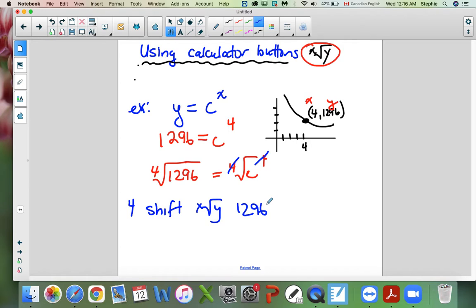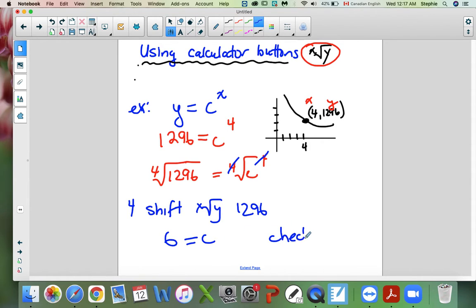Maybe I did not do that right. Let me check again. So in my calculator, I was supposed to actually do it the other way around: 1296, shift, 4. Anyways, whatever you do, you need to get the answer 6. So 6 is equal to c.